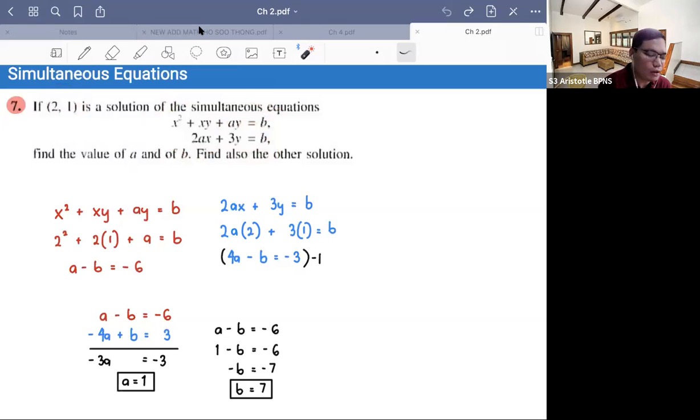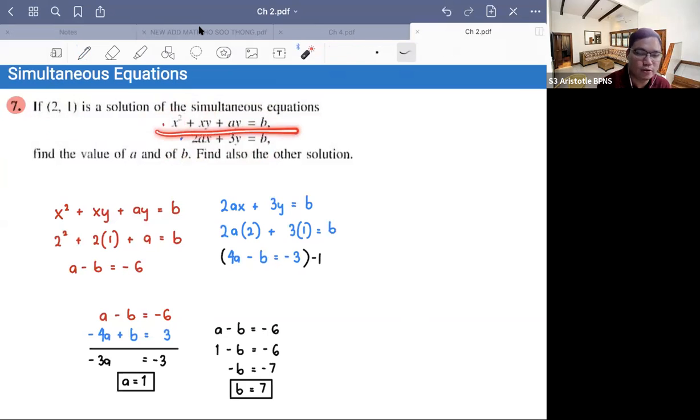Okay, so for this, (2, 1) is a solution. That means x is equal to 2, y is equal to 1. And then what should we do to solve for a and b? So basically, class, all the x and y's here become 2 and 1. It's just that. So I'll use red for my first equation and blue for my second equation.